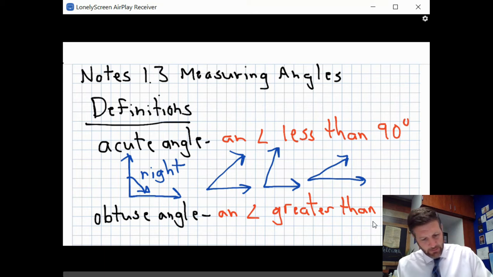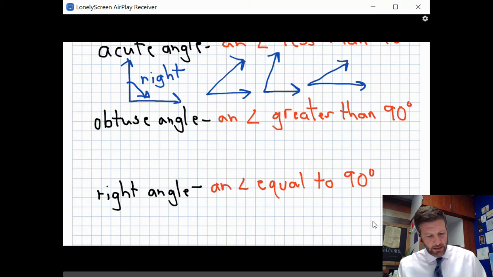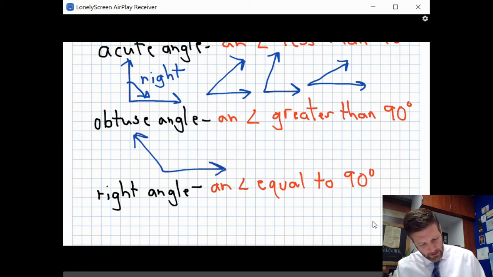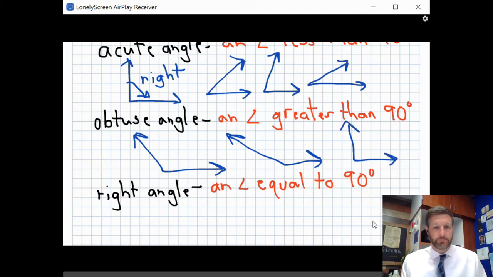Then we have obtuse. You can begin to see it as an angle that is greater than 90 degrees. Still referencing our right angle above, an obtuse angle would look something more like this, where now I'm very much past straight up and down, vertical and horizontal, or even something slightly less, like this. Those would all be obtuse angles.